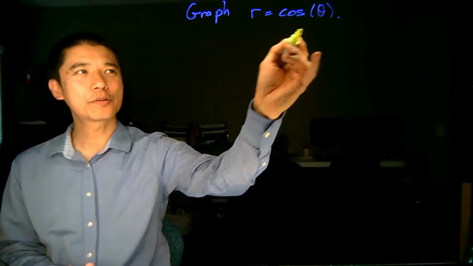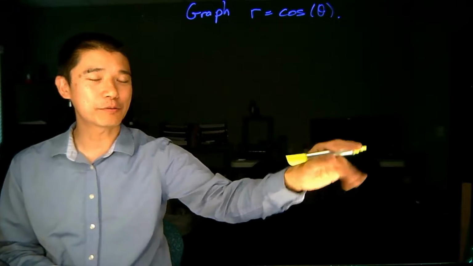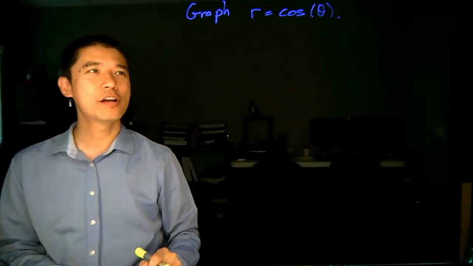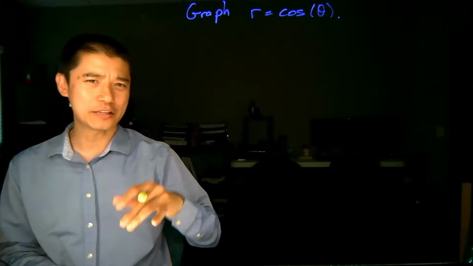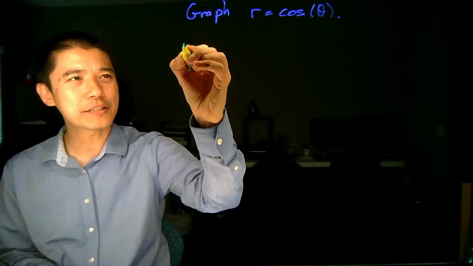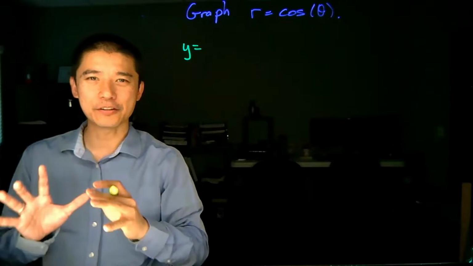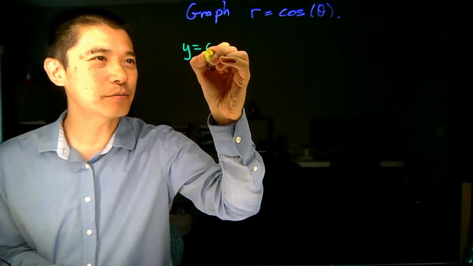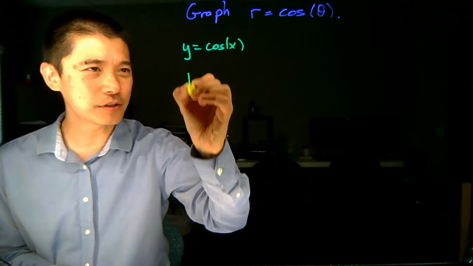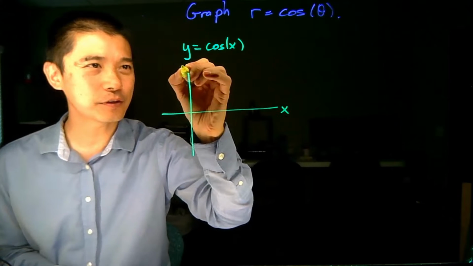Graph r equals cosine of theta. Now remember, the r and the theta refer to some polar coordinates graph. But we're actually going to start off by looking at this in the xy plane. And the reason why is that this will help us think about the values that we're interested in. So y equals cosine of x. What does that graph look like? Well, we've seen this before. So here's our x and y.